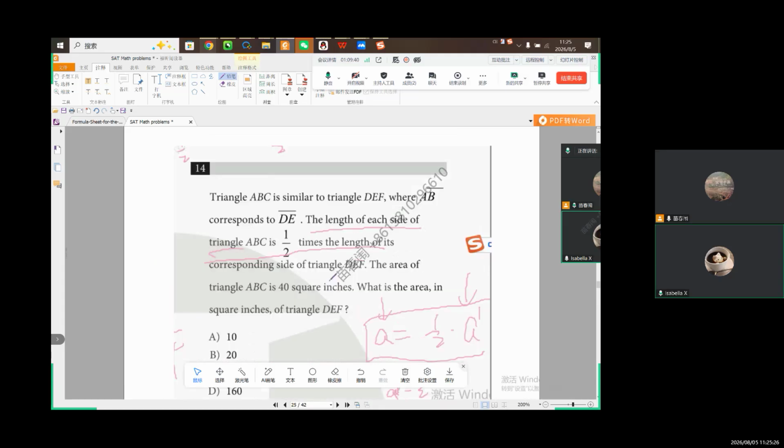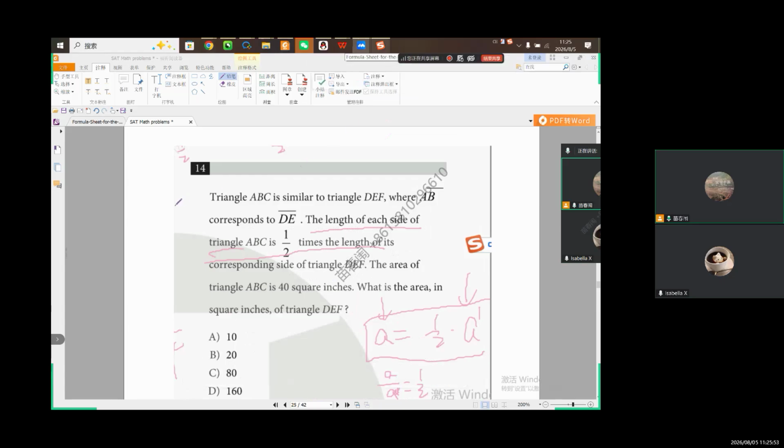Triangle ABC is similar to triangle DEF. They're similar, and the length of each side of ABC is 1 times the length of the corresponding side of DEF. The area of ABC is 40 square inches. Okay, so this involves a formula.